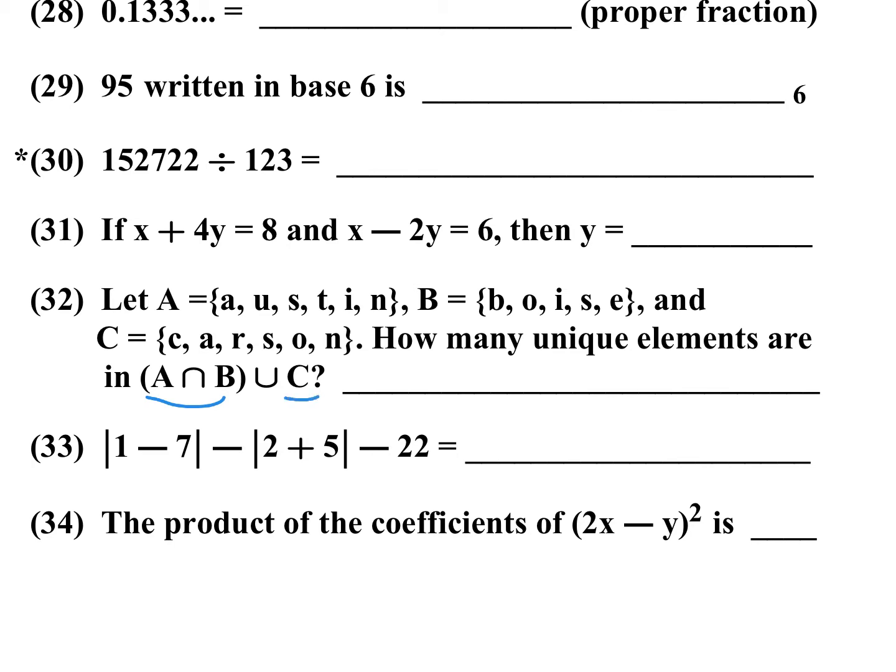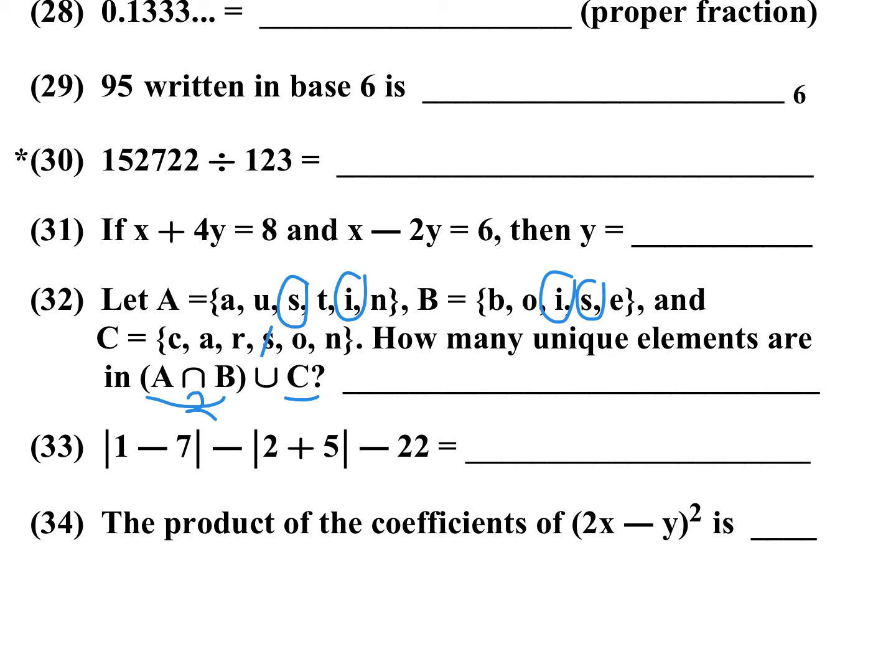So for the intersection of A and B, we need to find out what's in common. And I see there's an I in common, and there's also an S in common. And so you just scan for common letters to find the intersection. And those are the only two elements that are in common in both sets of A and B. So for A intersection with B, this answer here would be 2. Okay, and then we want the union of those two, which is S and I, with C-A-R-S-O-N. Okay, but we already have an S, so that means we cannot count this S.